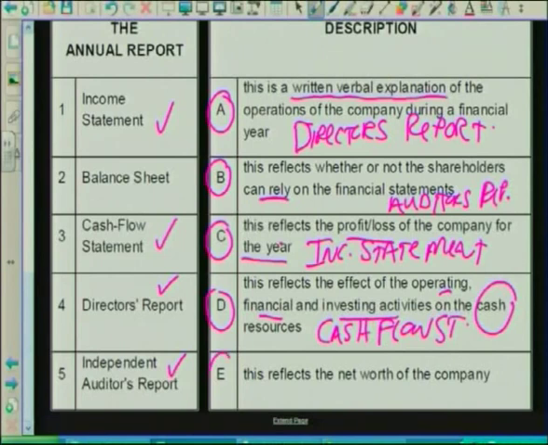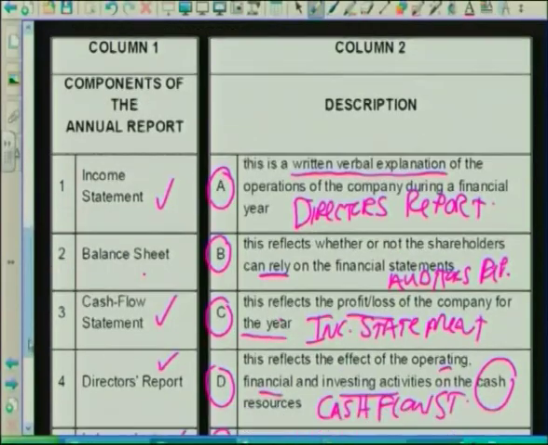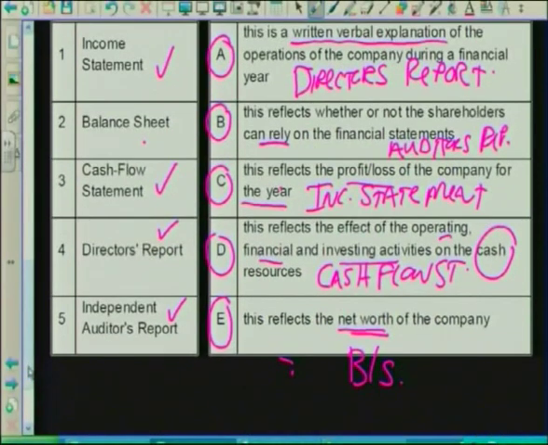And then finally, the last description. Yes, I know it is a balance sheet, but let's quickly look at the description. This reflects the net worth of the company. Net worth, immediately we are talking about a balance sheet. So 5 easy marks. Annual report made up of income statement, balance sheet, cash flow statement, director's report, and then you've got your independent auditor's report. Let's move on to our next question.